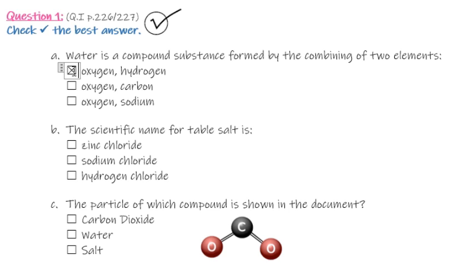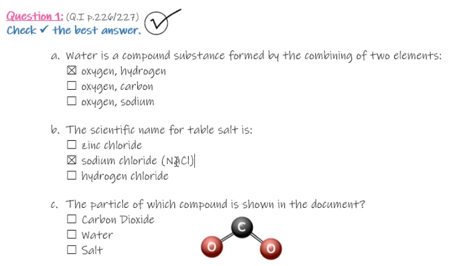Good job. Part B. What is the scientific name for table salt? Zinc chloride, sodium chloride, or hydrogen chloride? Quick hint. NaCl for the table salt. NaCl stands for sodium chloride. Excellent. Let me write the symbol of the compound in here. Na for sodium, Cl for chlorine. So the scientific name for table salt is sodium chloride.